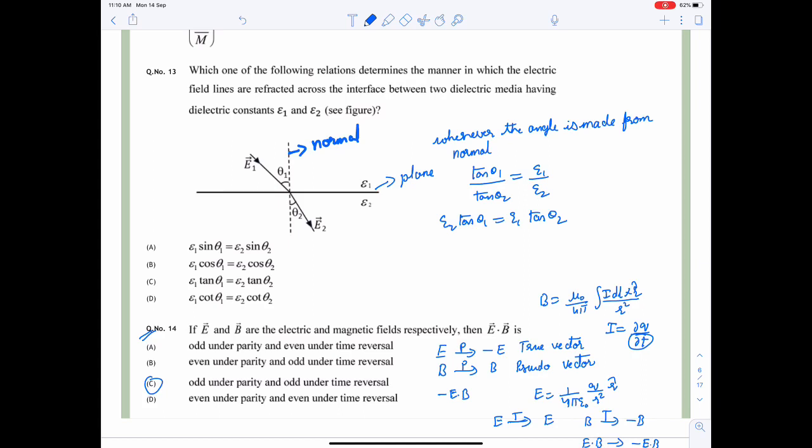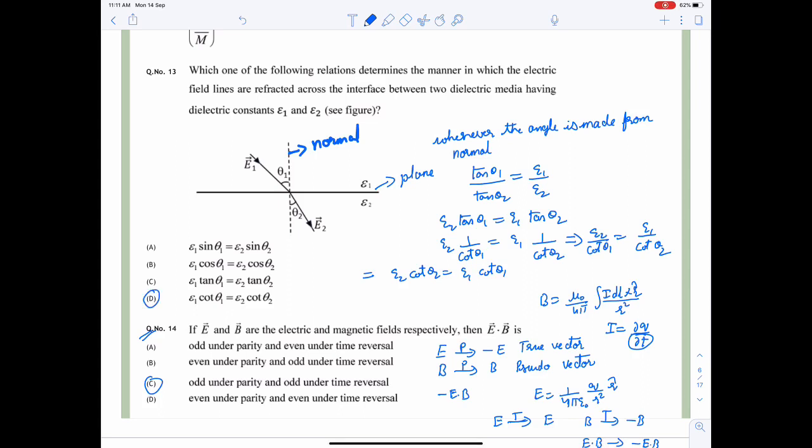But in the options, none of the answers matches this, so we can perform one more step. We can convert tan theta to cot theta: epsilon 2 cot theta 1 is equal to epsilon 1 cot theta 2, which becomes epsilon 2 cot theta 2 is equal to epsilon 1 cot theta 1. So the answer is D.